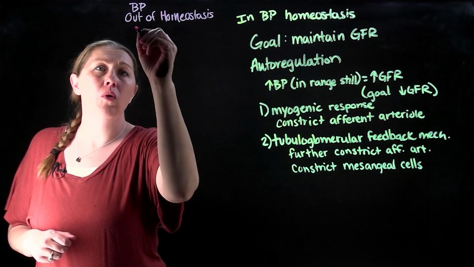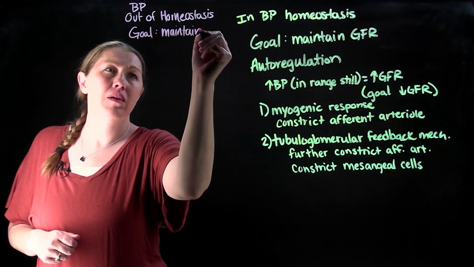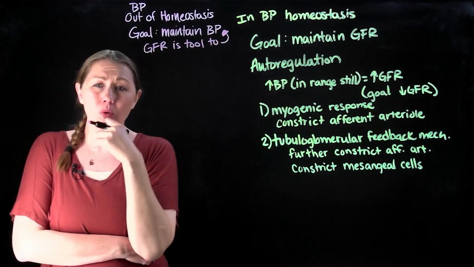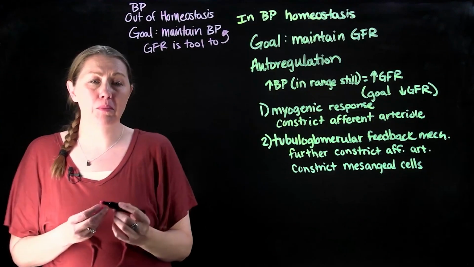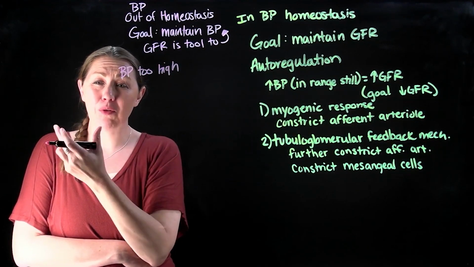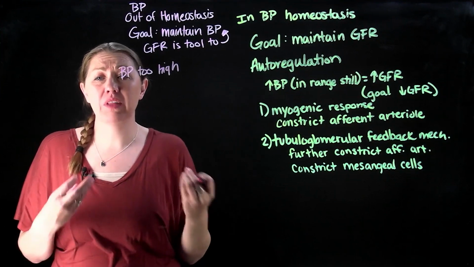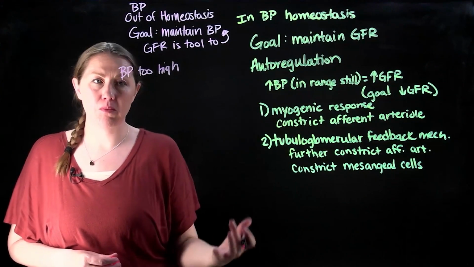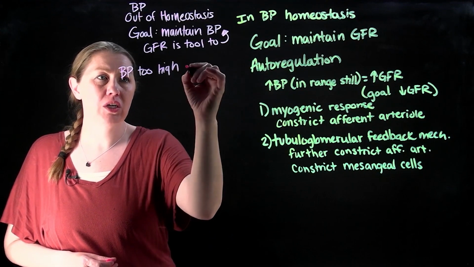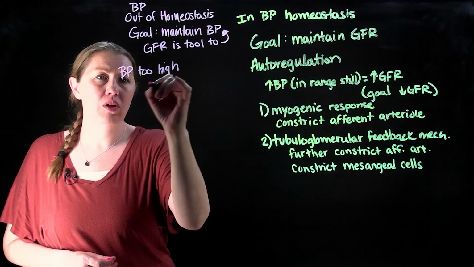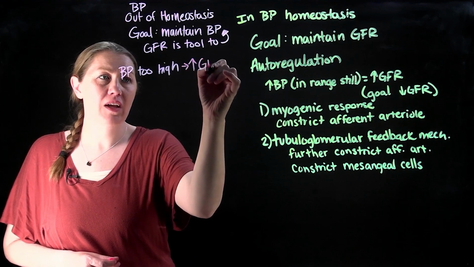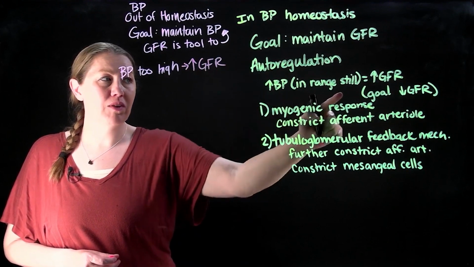Well, now your goal, maintain blood pressure. GFR becomes a tool to do that. It's not the goal. So if your, for example, blood pressure is too high, how do we lower it? Well, we have to get rid of more fluid. We have to get more out of the containers. And the way we do that is filter more. So if blood pressure is too high, outside of homeostatic range, then now you want to fix it by increasing GFR.